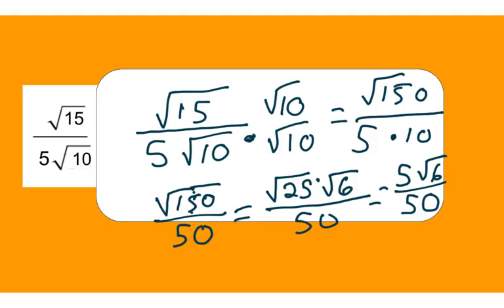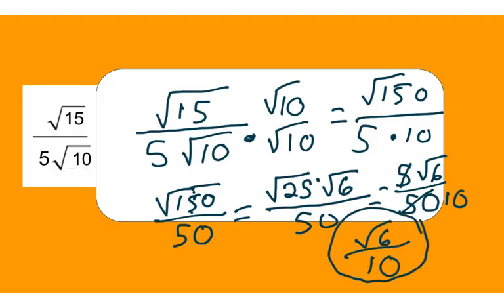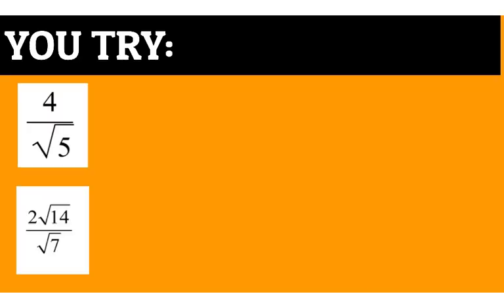And now we could reduce the coefficient and the 50 on the bottom. So let's do it. 5 divided by 5 is 1, so just cross that out, and you can make it a 1, it doesn't matter. And then 50 divided by 5 is 10. So the answer is radical 6 over 10. Long, but not hard. Now it's your turn to try.